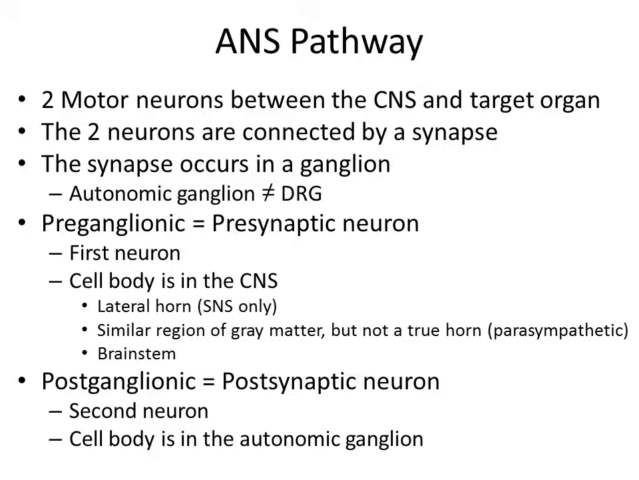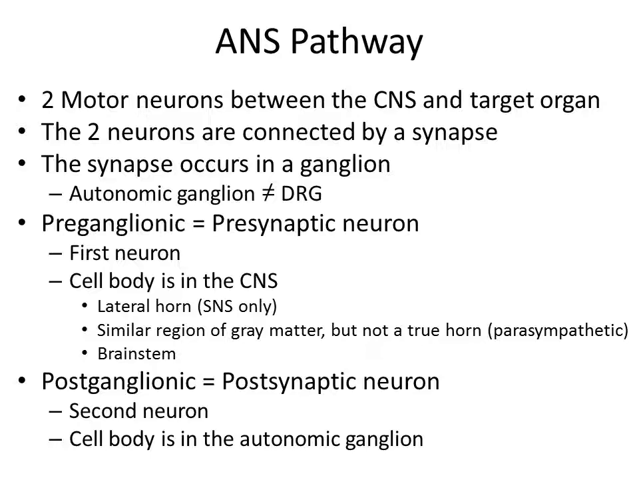The autonomic nervous system pathway then consists of two motor neurons between the central nervous system and our target organ. The two neurons are connected by a synapse. The cell body for the second neuron is located in a ganglion. Therefore, this is where the synapse is going to occur. You might recall a ganglion is a collection of neuron cell bodies located outside of the central nervous system.